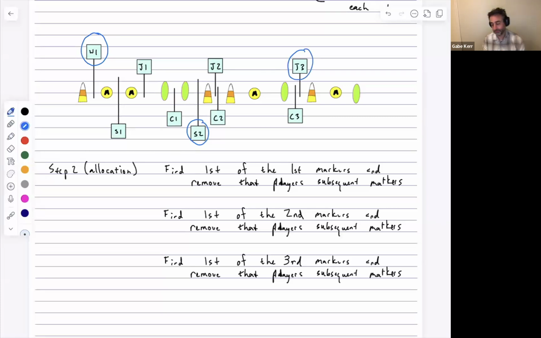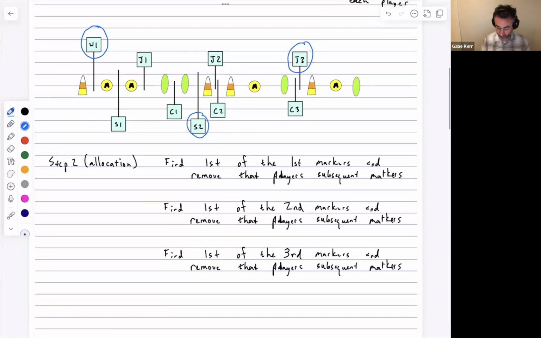Okay. And yes, I have to remove subsequent markers, but it doesn't matter. And in fact, at this stage, you could remove the prior markers as well, but I'm not going to worry about it. All right, so now what do we do?